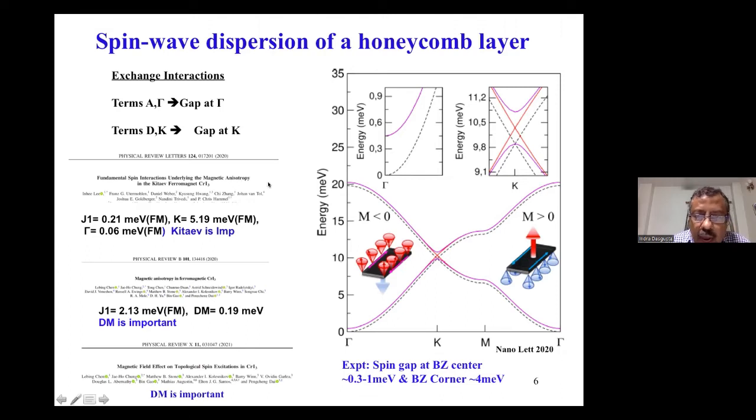There have been efforts to understand the neutron data, and I think the first talk already mentioned it. There was one attempt from Nandini's group, where the importance of the ferromagnetic Kitaev term was emphasized. It was argued that ferromagnetic Kitaev is an important parameter responsible for opening up the gap at the gamma point. Then there is Feng-Chang Dai's group, which consistently argues that the DM interaction is the most important to open a gap at the gamma point. The experimental spin gap at the Brillouin zone center is about 0.321 meV, and at the Brillouin zone corner about 4 meV.